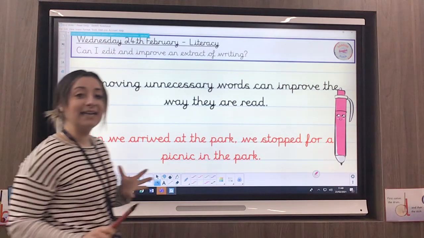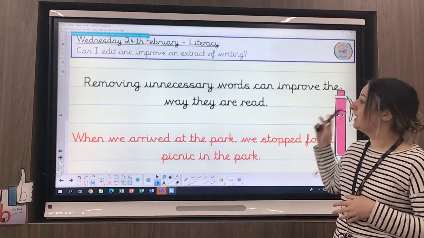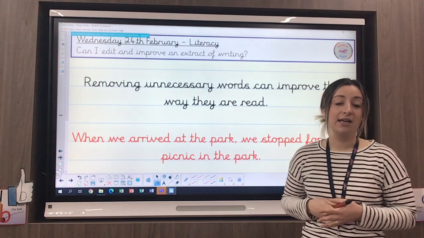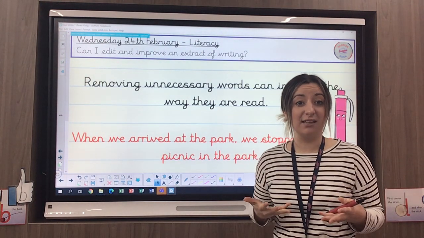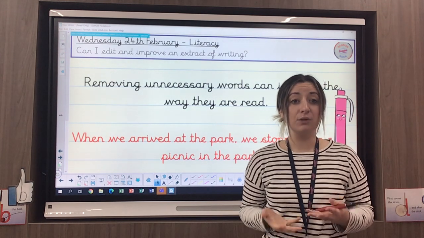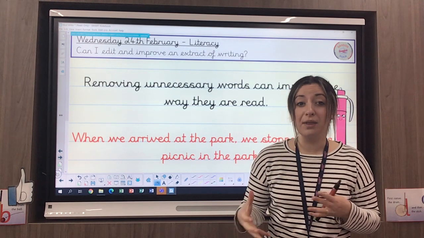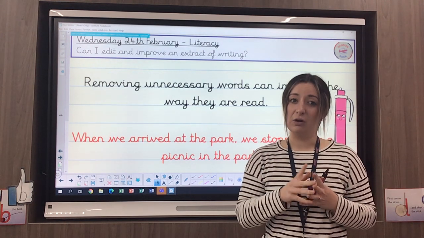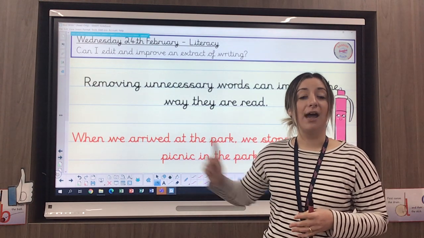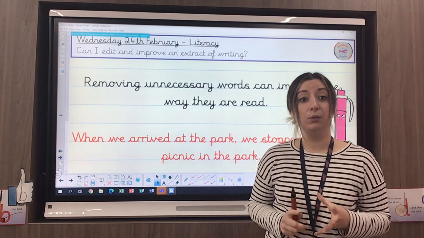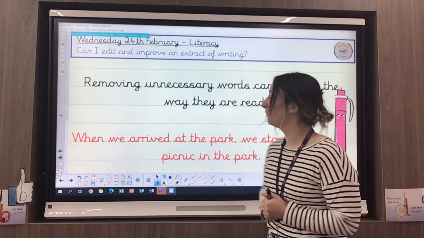Okay, so my second tip is to remove unnecessary words that can improve the way that it is read. So sometimes we will repeat ourselves when we're writing when really we don't need to. Sometimes we need to remove some of that extra detail. Sometimes it's a good thing, but it's noticing when actually you're repeating something that you've already written. So let's have a look at what I've written on the board and see if you can improve that by removing unnecessary words at home.